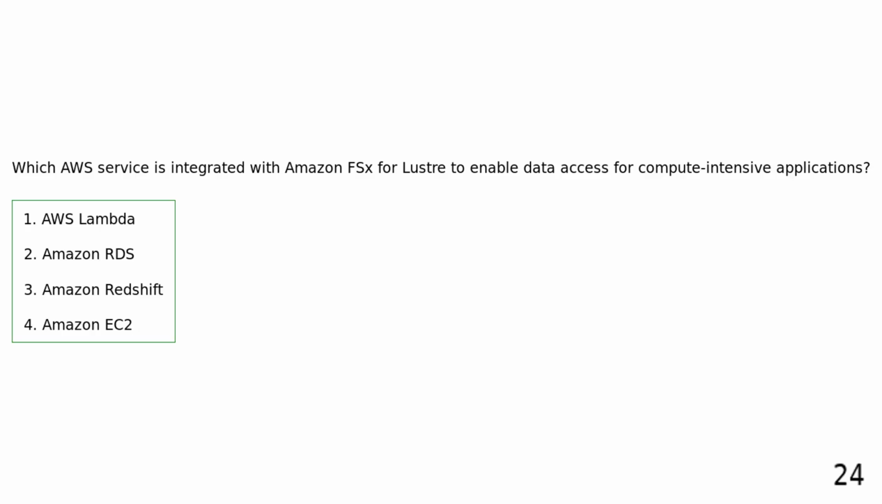Which AWS service is integrated with Amazon FSx for Lustre to enable data access for compute-intensive applications? AWS Lambda, Amazon RDS, Amazon Redshift, Amazon EC2. Amazon FSx for Lustre integrates with Amazon EC2 for compute-intensive applications.